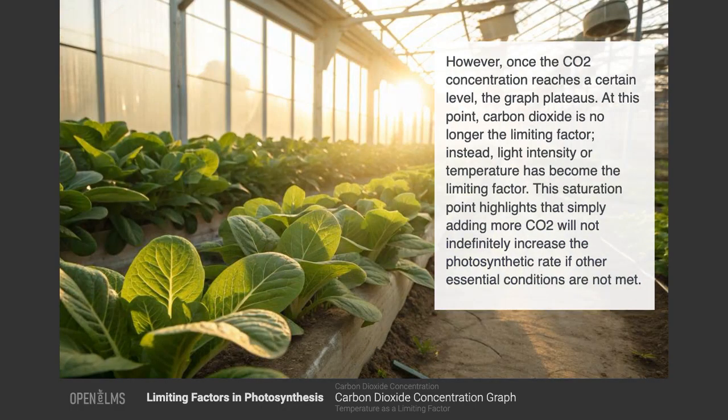However, once the CO2 concentration reaches a certain level, the graph plateaus. At this point, carbon dioxide is no longer the limiting factor. Instead, light intensity or temperature has become the limiting factor. This saturation point highlights that simply adding more CO2 will not indefinitely increase the photosynthetic rate if other essential conditions are not met.